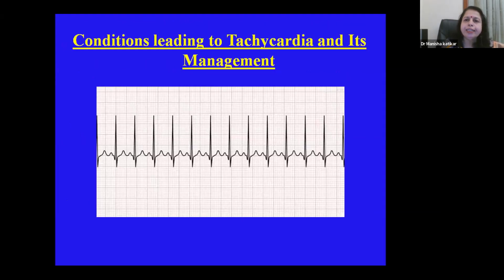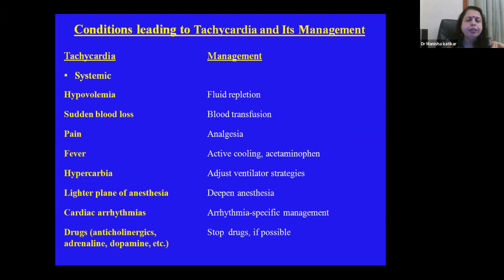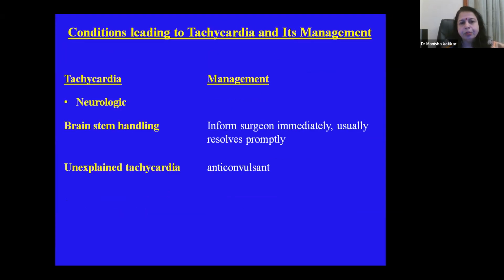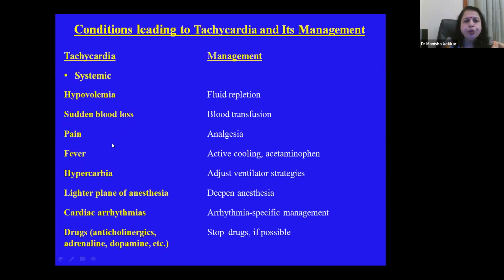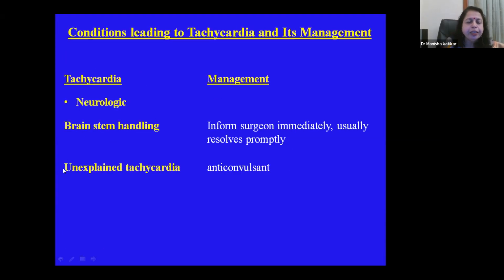And what are the conditions that lead to tachycardia in a neurosurgical patient? Along with common reasons like hypovolemia, sudden blood loss, pain, fever, hypercarbia, light planes of anesthesia, cardiac arrhythmias, various drugs like even glycopyrrolate, the most important reason I must say is unexplained tachycardia. If you exclude all these reasons and find unexplained tachycardia in a paralyzed patient who is sedated and intubated during surgical intervention, then the patient might be getting seizures intraoperatively.